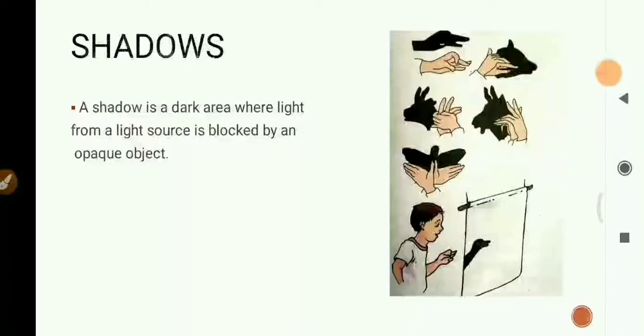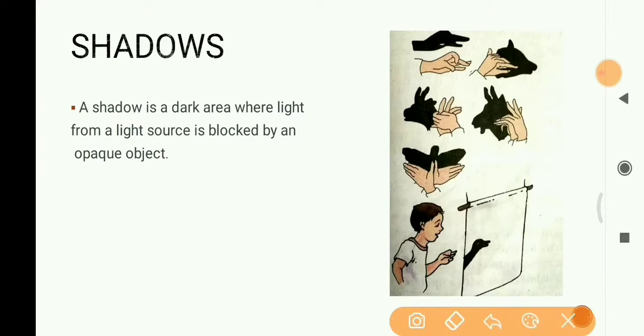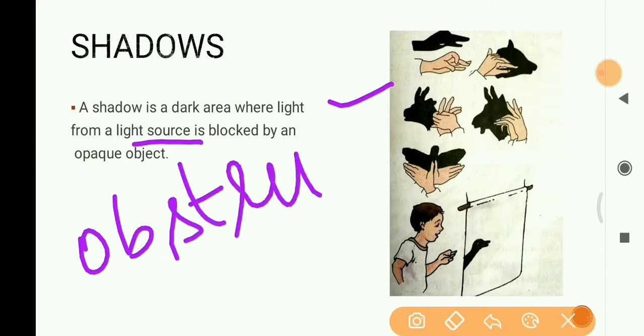So guys, now let's move on to the concept of shadows. What do you mean by shadow? A shadow is a dark area where light from a light source is blocked by an opaque object. So a shadow is an obstruction of light which comes from the light source.